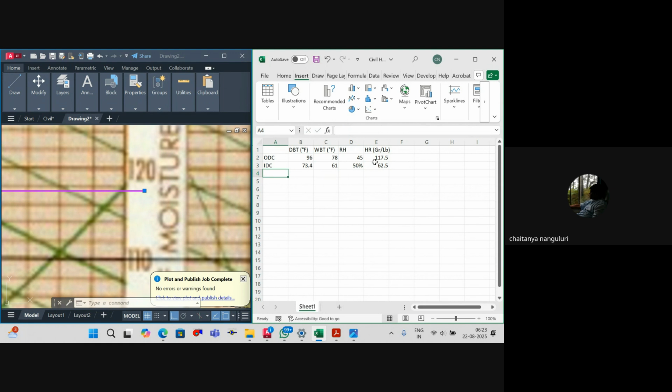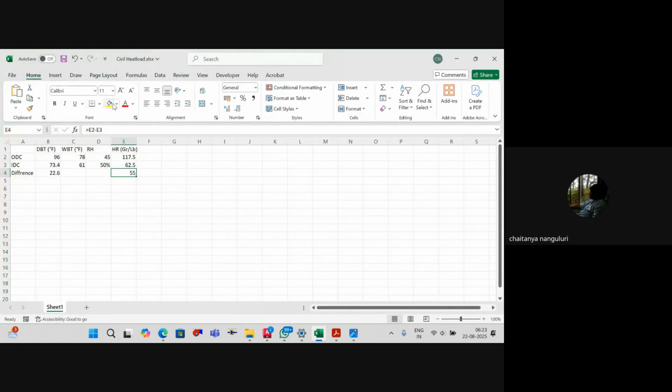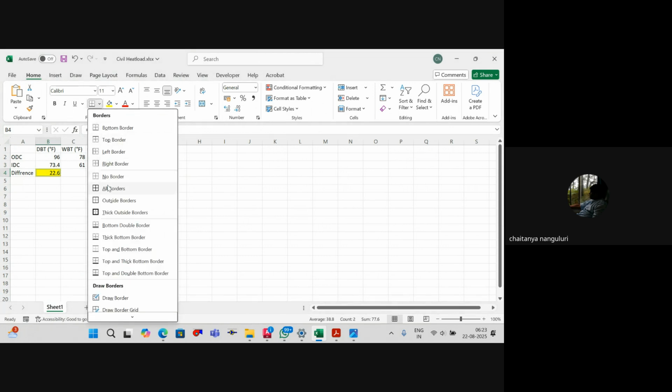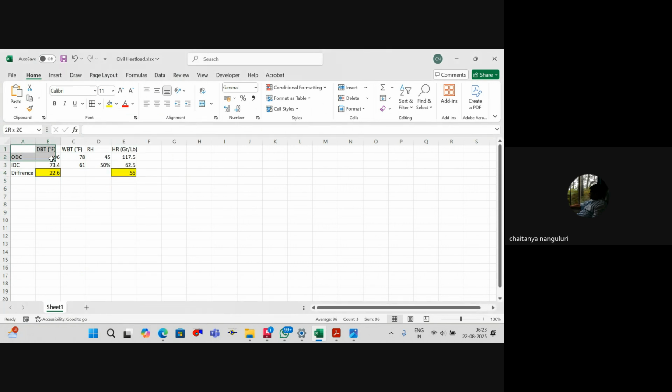Now we can calculate the difference or delta values. Dry bulb temperature, outdoor minus indoor, will be your delta T. Wet bulb we don't require. Humidity ratio, delta HR, we used in the formulas yesterday. This minus this, so automatically we'll get these values. Understood or not? This is the delta T value and this is your delta humidity ratio. We use them as per our requirements. Am I clear? Yes.